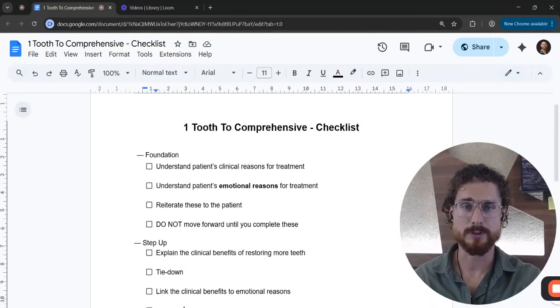So without any further ado, go ahead, use this, implement it. You're going to see that this helps you elevate more patients to higher levels of treatment so you can provide them more care and you can scale your practice.